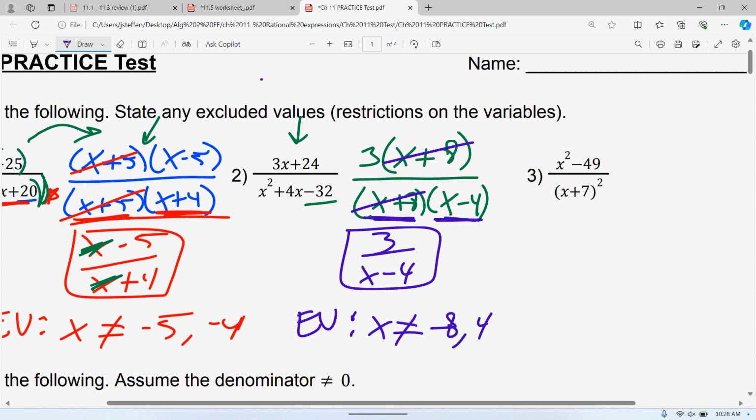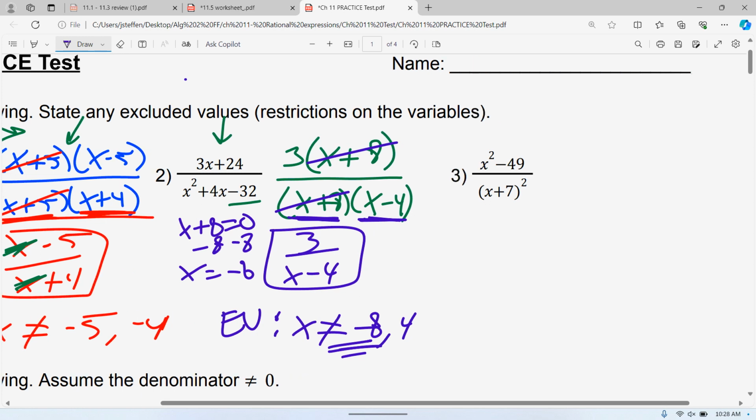Now again, if you aren't sure how I'm getting negative 8 and positive 4, you can also make those equal to 0. x plus 8 is equal to 0. You'd subtract 8 from both sides. That gives you x equal to negative 8. That's why we got negative 8. And same thing with the 4. You could set it up x minus 4 is equal to 0.